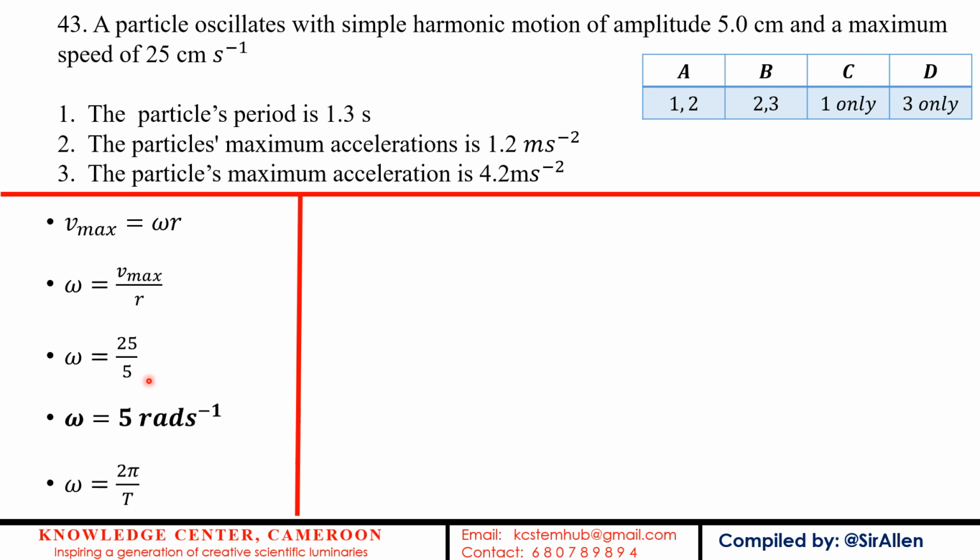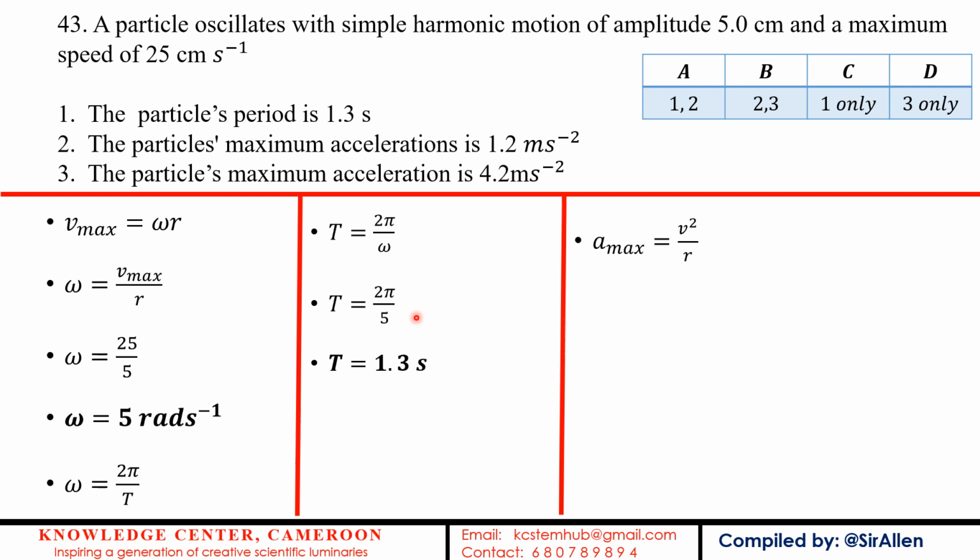That's easy, right? Now, but omega is 2 pi over T. We're going to come here and make T the subject. T is 2 pi over omega. That tells us that our T is 2 pi over 5, so it gives us T as 1.3 seconds. Now let's come over here and then get A max.